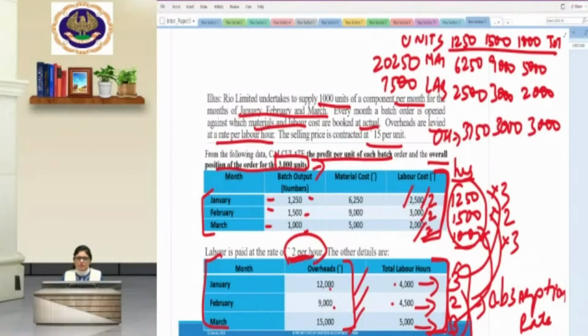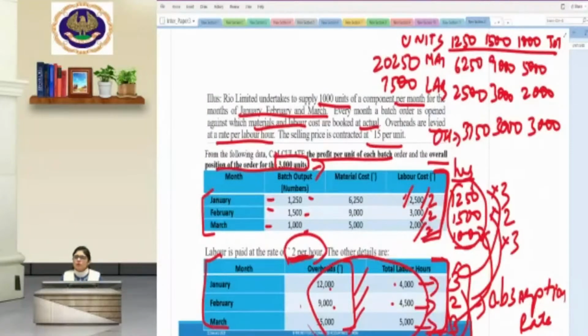I'm explaining again. Material and labor are given directly, but we need to absorb the overheads. For the overheads, we need the labor hours for this batch plus the absorption rate. Absorption rate is calculated from the department information. Labor cost divided by rate per hour gives you the labor hours for this batch. Multiply the absorption rate by the labor hours for the batch, and you will get the overheads for that batch.